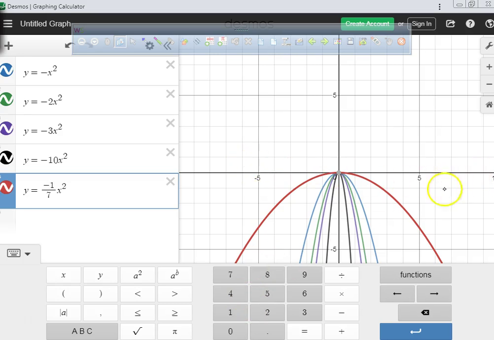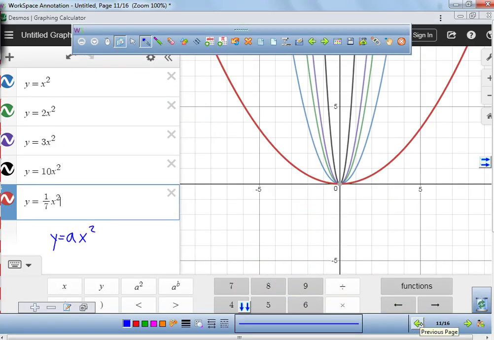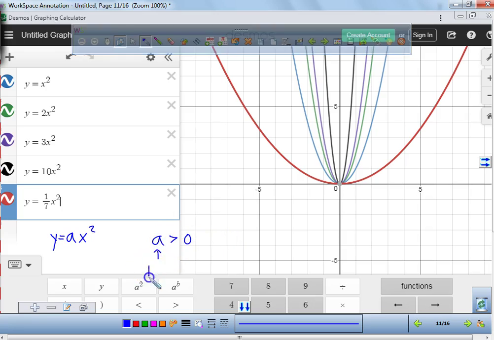All right, so I want you guys to understand the other thing you need to know about the a value. When the a value is greater than 0, which means the a value is positive, any positive number, it opens up. If the a value is greater than 0, then it opens up.